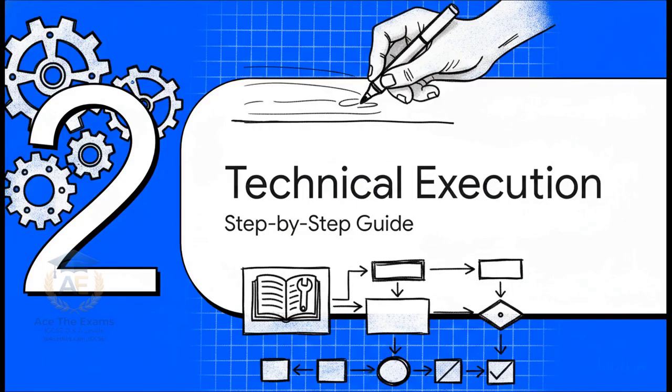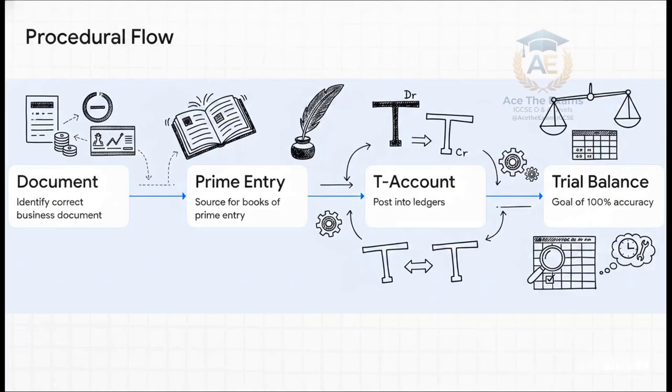All right, moving right along to Section 2, Step-by-Step Technical Execution. We are shifting from theory to the mechanical application phase, mapping out the exact procedural flow. Think of this as your operational pipeline. Let's walk through a mental worked example.